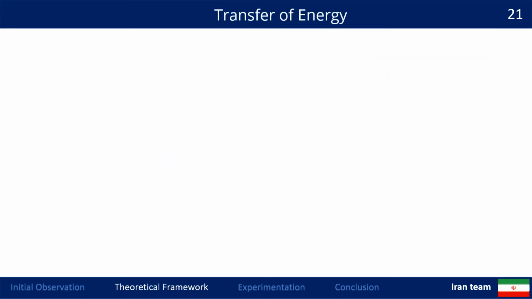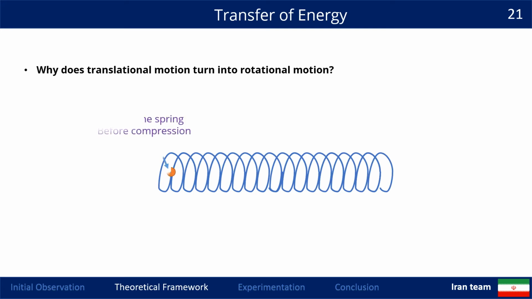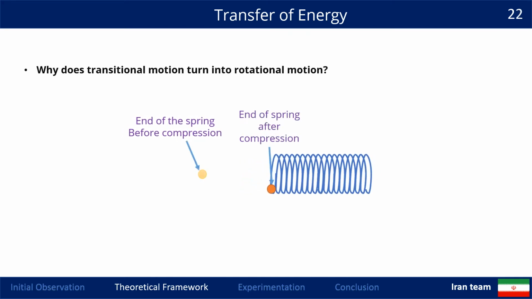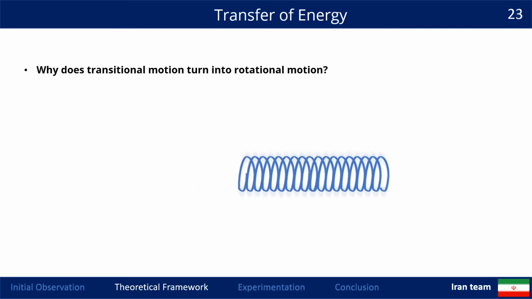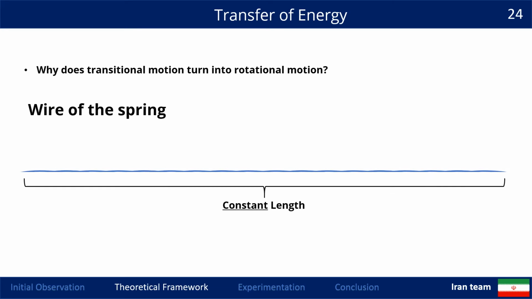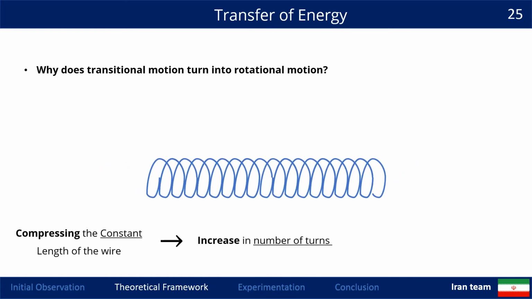So why does this even occur? In other words, why does translational motion turn into rotational? Suppose we have a spring and we denote the end of the spring before compression by an orange circle. If we compress the spring, we can see that the end has moved down a bit, and that means that the spring has rotated. If we stretch the spring to the point where a wire is left, that wire will of course be of constant length, and therefore compressing the spring leads to an increase in the number of turns, which in turn leads to the rotation of the spring.